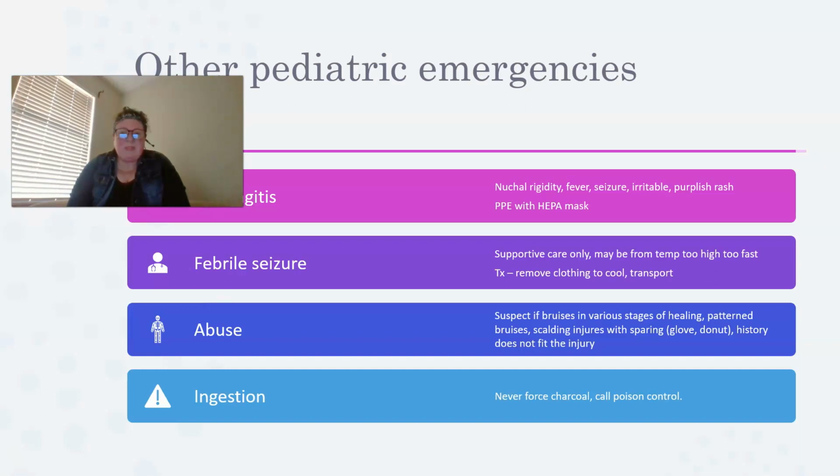Remember abuse if there are bruises in various stages of healing, pattern bruises, scalding injuries with sparing like the glove or the donut burn we talked about in class, or when the history doesn't fit the injury. And for ingestions, we never want to force any charcoal. Charcoal doesn't bind to strong acids, alkalis, alcohol, heavy metals. So we always want to call poison control. We could try to put the charcoal in a sippy cup and try to get them to take it if they are completely awake and alert. But we always want to call poison control.